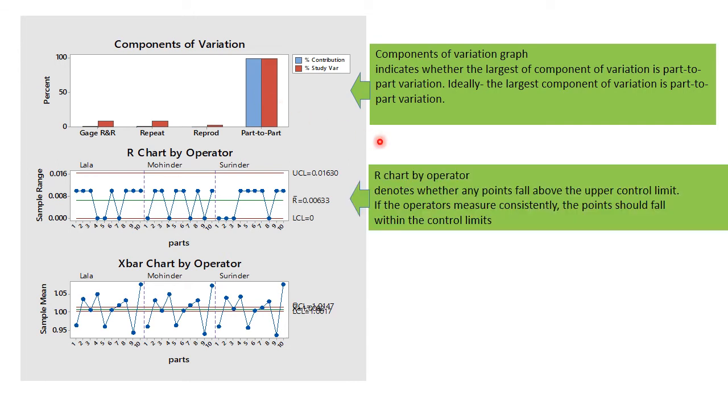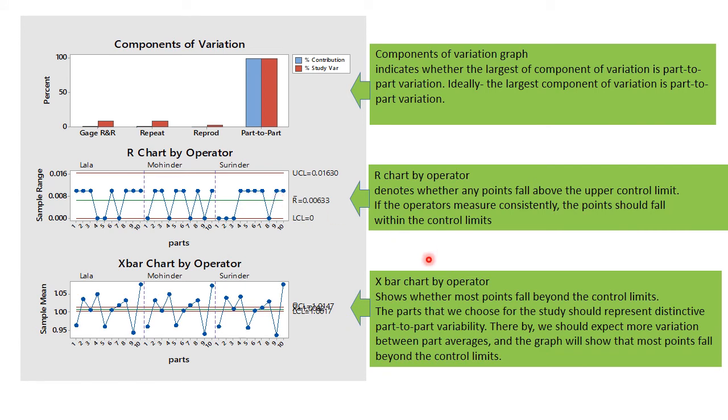Next is R chart by operator. This denotes whether any point falls above the upper control limit. If the operators measure consistently, the points should fall within the control limits. And X bar chart by operator. It shows whether most points fall beyond the control limits.